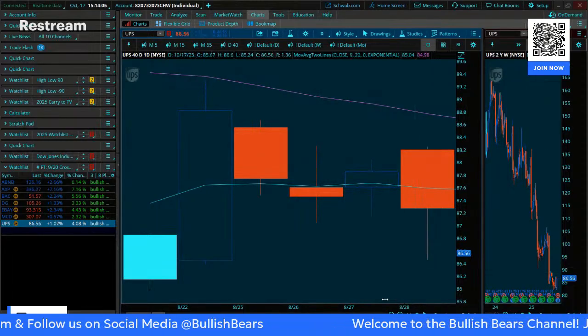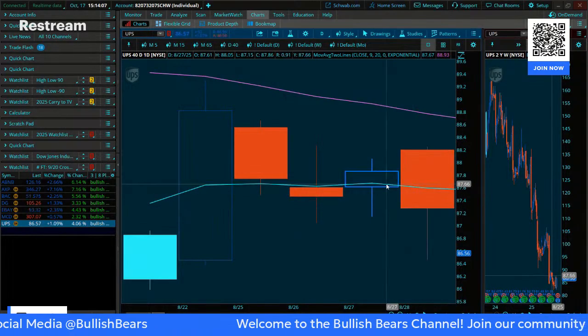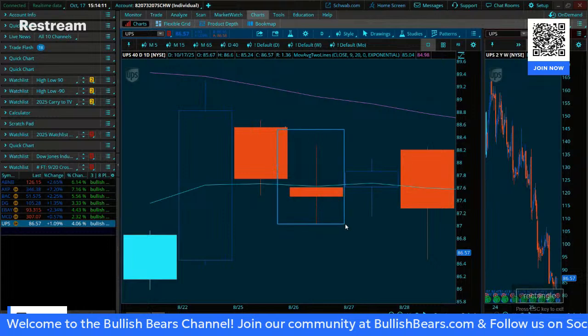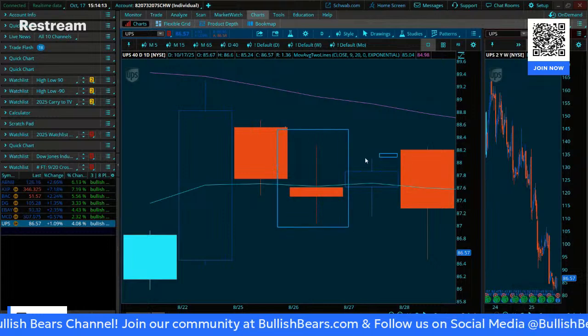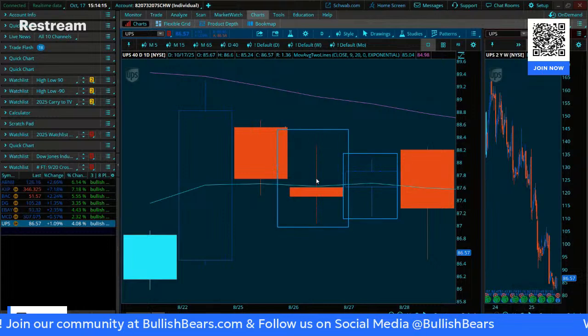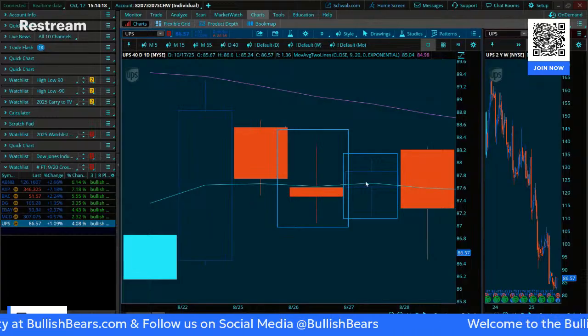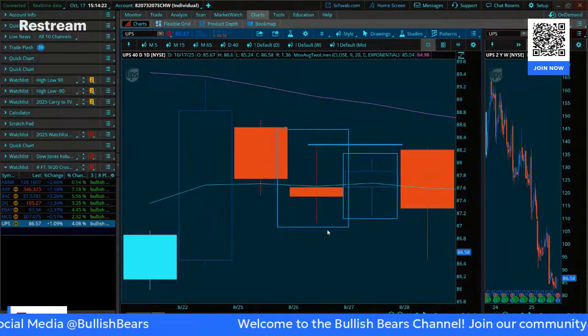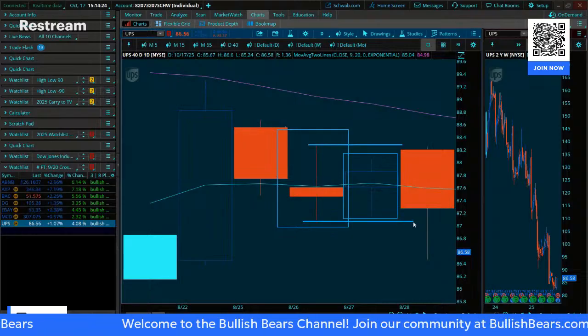A little more. A little more. It won't do it. All right. We want to focus on this day right here. The next day was completely inside that day. This is an inside day. It didn't even wick out, right? The top was never broken, the bottom was never broken.